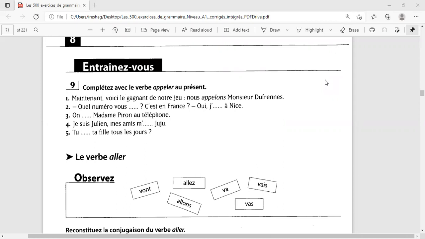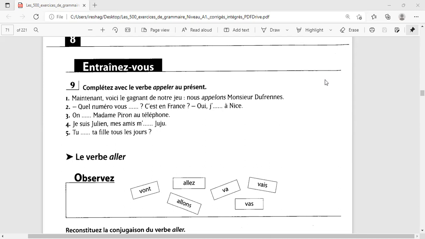Nous appelons Monsieur Dufresne. We call Mr. Dufresne. Quel numéro vous appelez? Which number are you calling? Numéro is the number. C'est en France. It's in France.